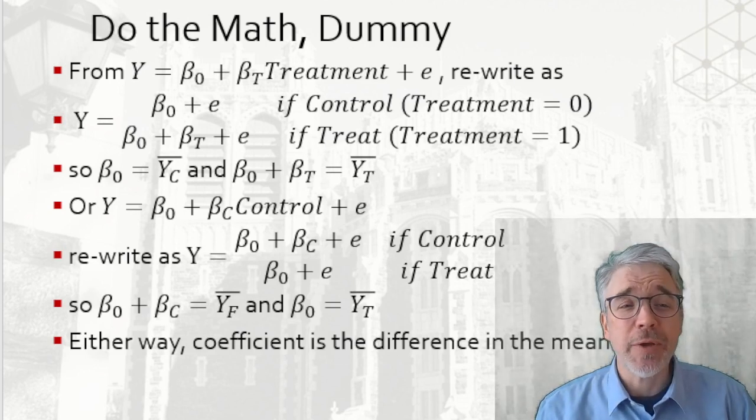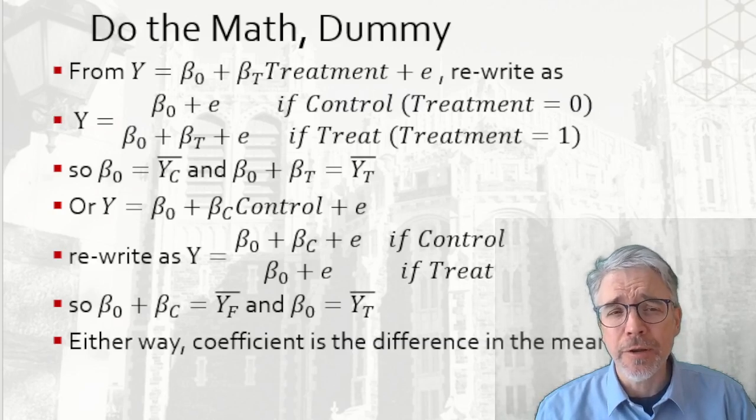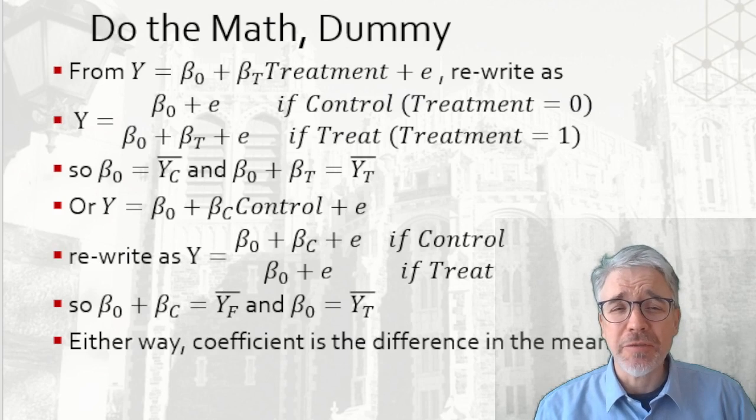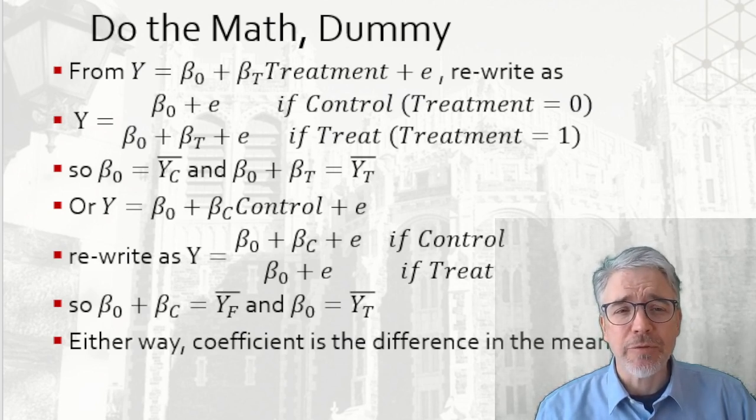Now, alternately, if we had a dummy if the person's in the control group, we'd write two rows: y is equal to beta naught plus beta c plus error for the control group, or y is beta naught plus error for the treatment group. Either way, the dummy coefficient estimates the difference in means between the groups. The sign changes depending on which group is the omitted group and which is represented by a dummy, but it's the same in absolute value. If you put dummies for both control and treatment in a single regression, then the mean of the control group would be estimated by beta naught plus beta c, the mean of the treatment group would be beta naught plus beta t, and I've got two equations and three unknowns.